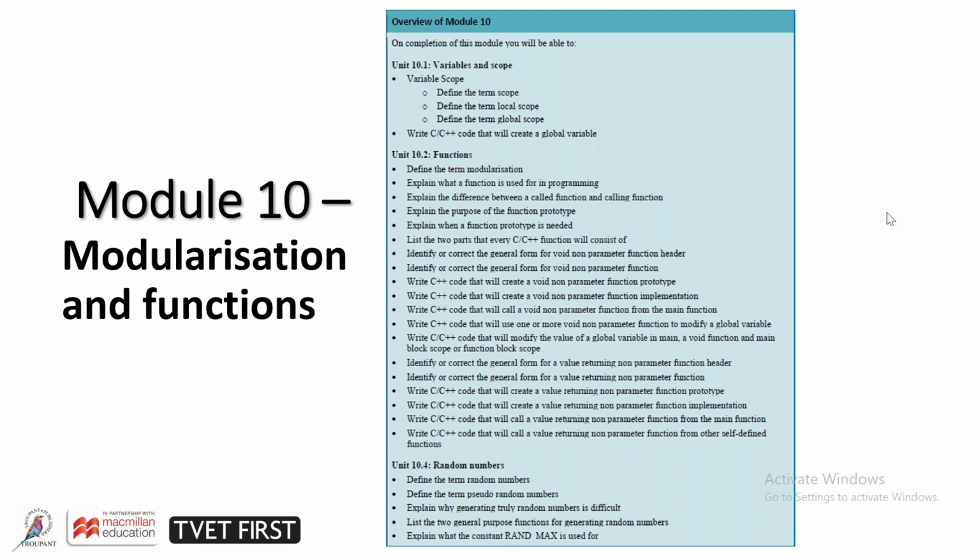Then module 10, we have variable scope. We're also going to have functions, modularization, and a big part here, random numbers. Again, when you're working with robotics programming number 3, you're going to make use of random number functions quite a lot.